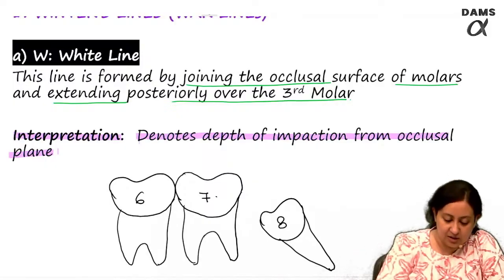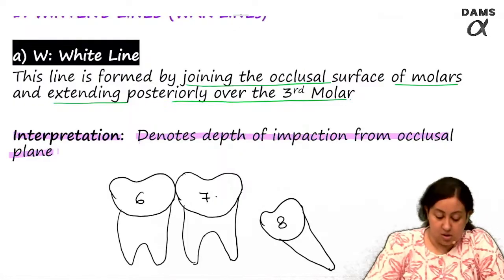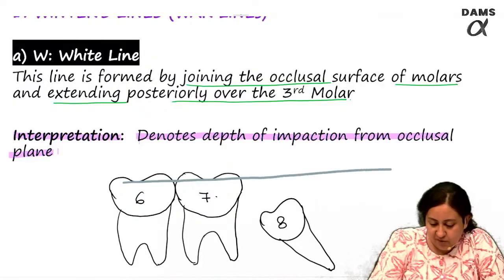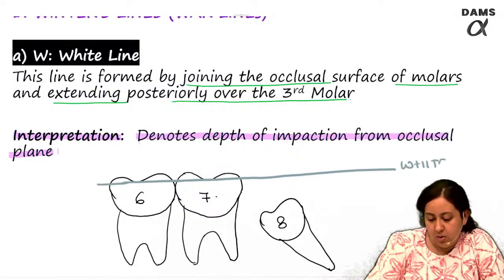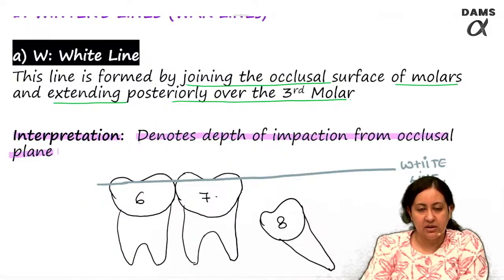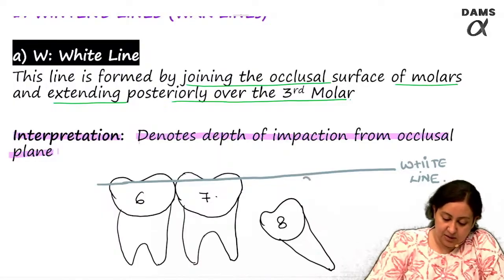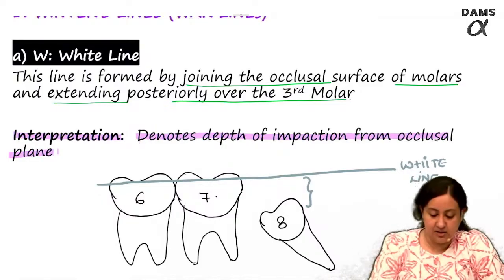Let's say we have a scenario like this. For the white line I'm going to use a gray pen. You draw a line at the occlusal level, and please remember you always take the occlusal level from the occlusal fossa. So this becomes your white line. All right, this becomes your white line. This basically denotes the depth of impaction from the occlusal plane. This is what this line tells us about.